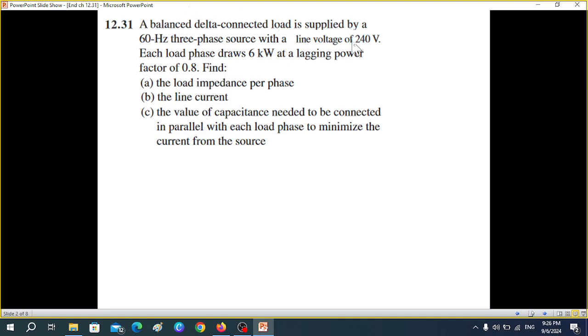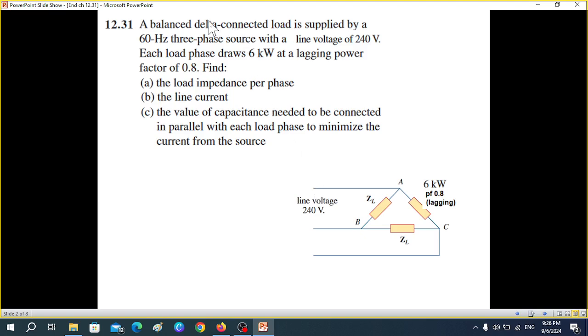First of all, let's understand what the definition means. When it says the delta connected load, it should be something like this, delta connected load. It is also saying that each load phase draws 6 kilowatt, so the power drawn by the load is 6 kilowatt. And each phase has a power factor of 0.8 lagging. That means this is an inductive load. Also, the line voltage is 240 volts. This is line to line voltage, so this is 240 volt.